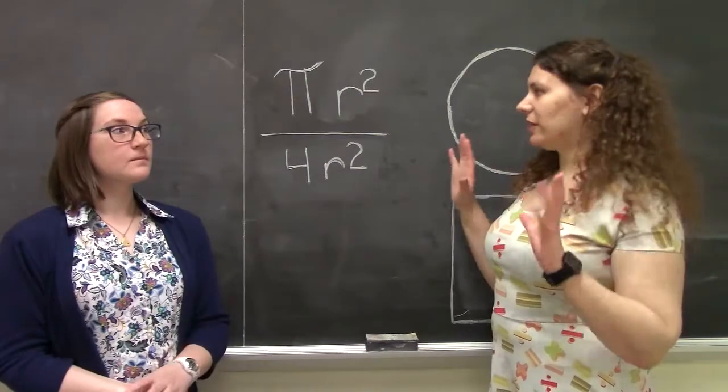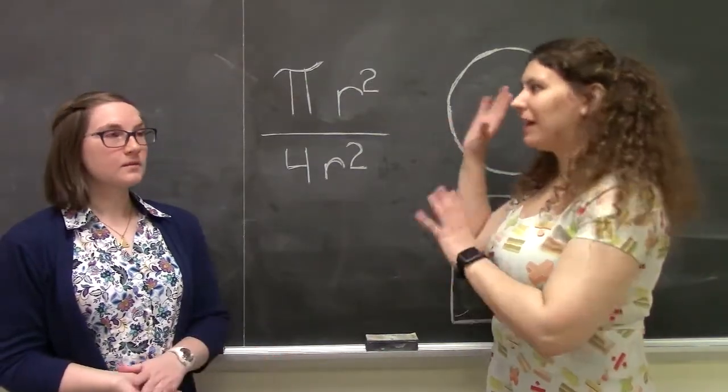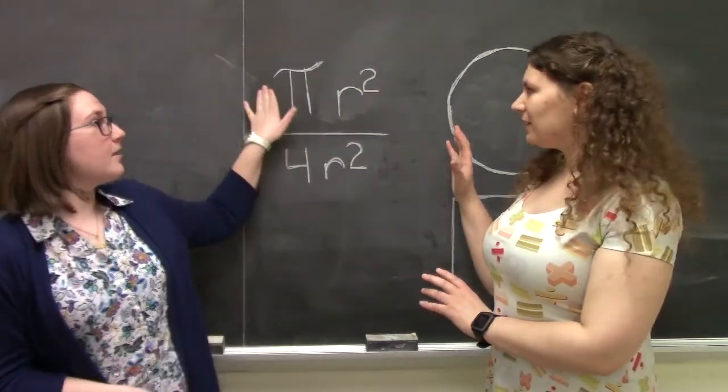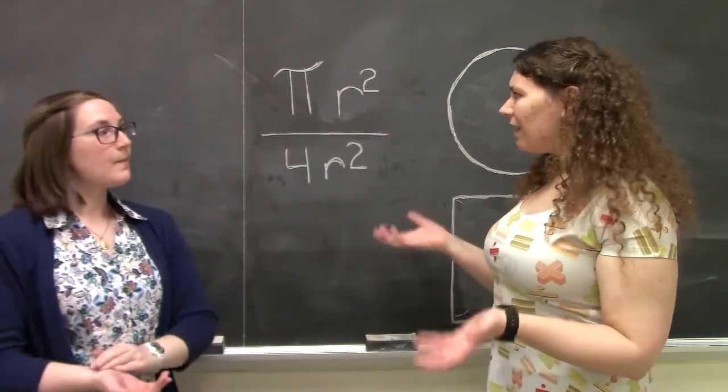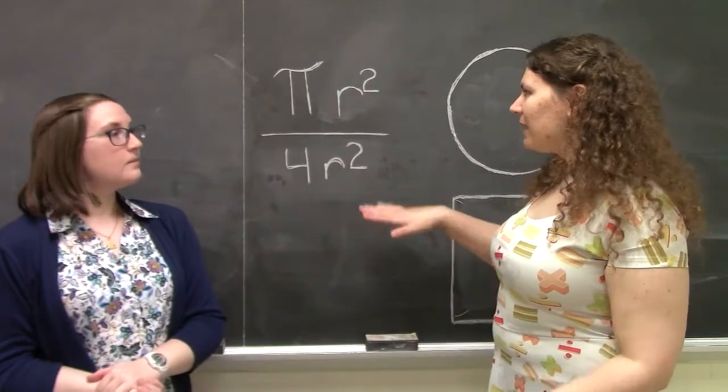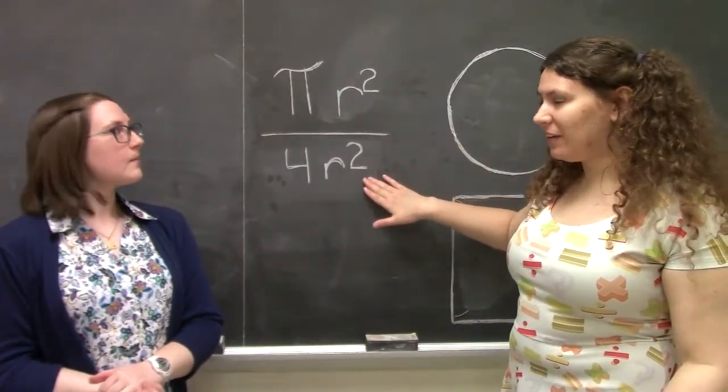Perfect. All right, so Jordan, I've noticed that you've caught on to my trick here a little bit. Yeah, I put the area of the circle on top and the area of the square on bottom. We're going to divide the two. Awesome. So once we've got that written, you might notice that there's something kind of repeated, right?